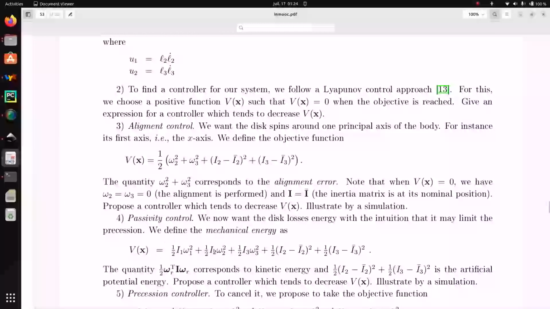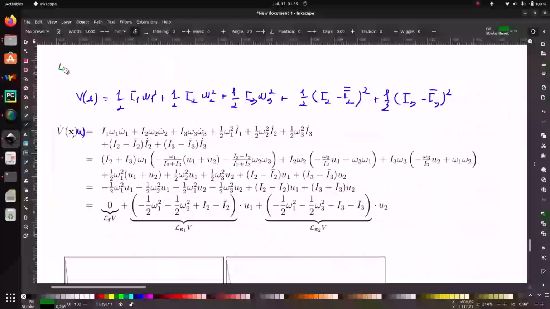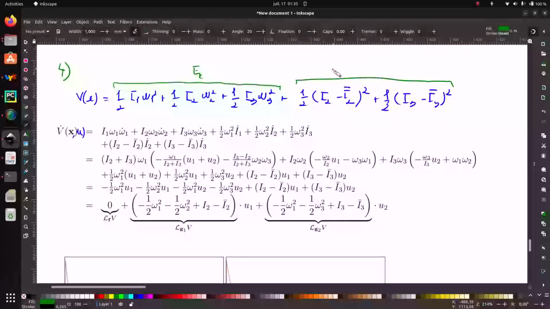in my objective function the mechanical energy, which is composed of the kinetic energy and also the artificial potential energies that have already been considered before. So this quantity corresponds to the kinetic energy. And we want to find a controller to decrease V of x and also to illustrate by a simulation. So for question number 4, the objective function is made with the kinetic energy given here that I want to decrease, and also some artificial potential energies that are inside my controller.